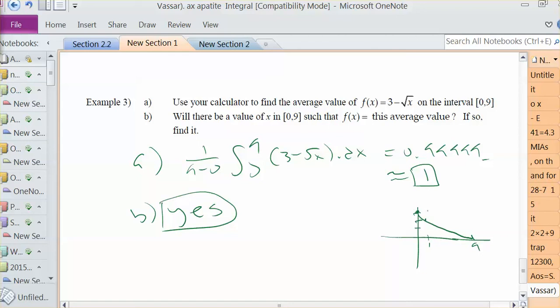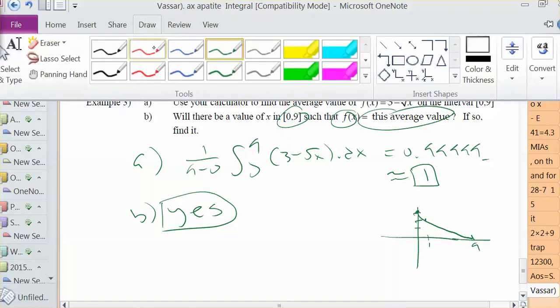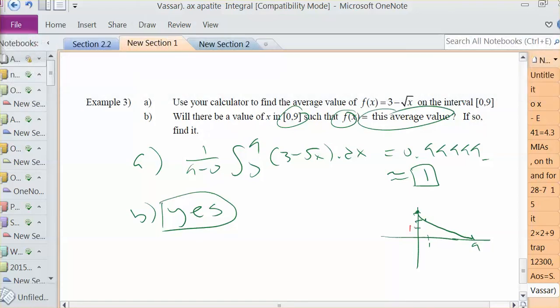But will there be a value of x in our interval from 0 to 9 such that our y value equals the average value? Well, y equals 1, of course, is right here. Of course, y is going to equal 1 somewhere. But where does that happen?